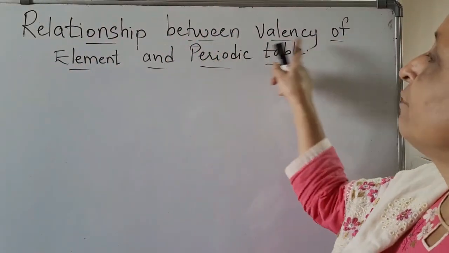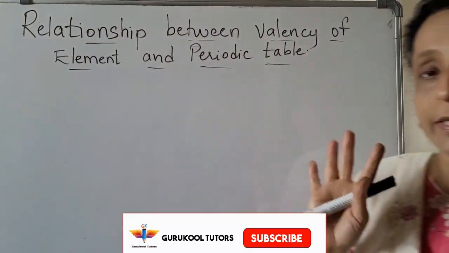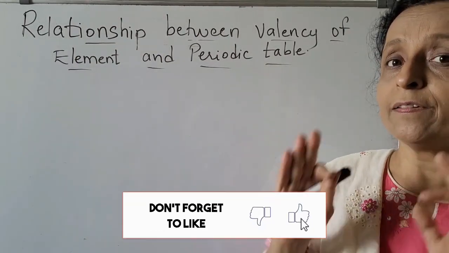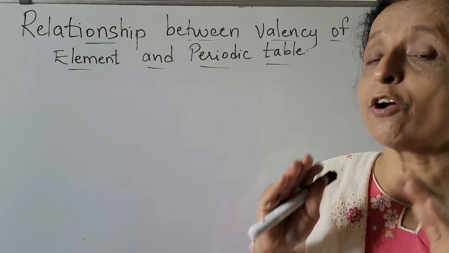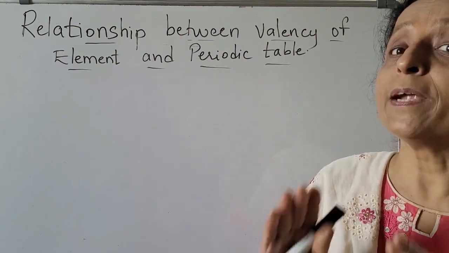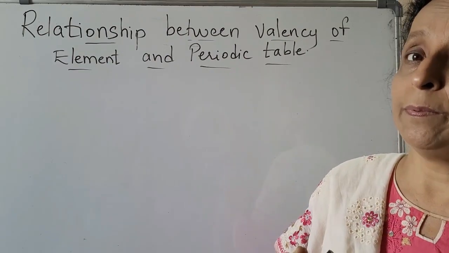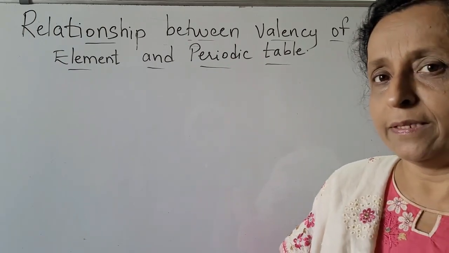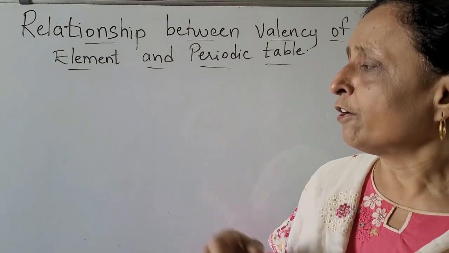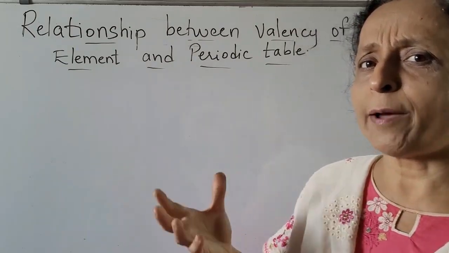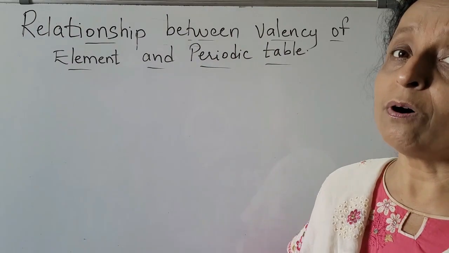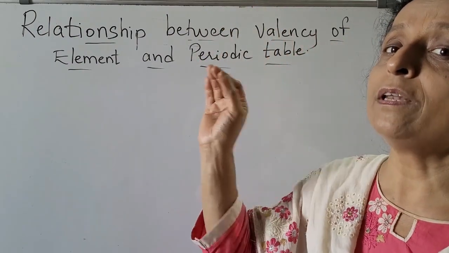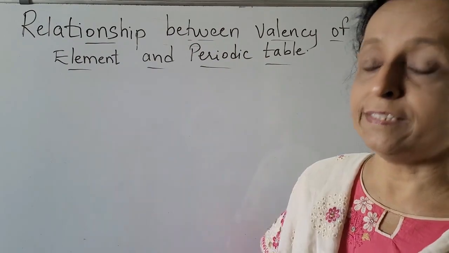Now the relationship between valency of elements and the periodic table. Let us study the valency of the first 20 elements of the periodic table. For that, you have to remember the names of the elements. You have to develop some sort of rap so that you are able to remember all the elements. And if you remember the elements in the series, then you will know the valency very easily.